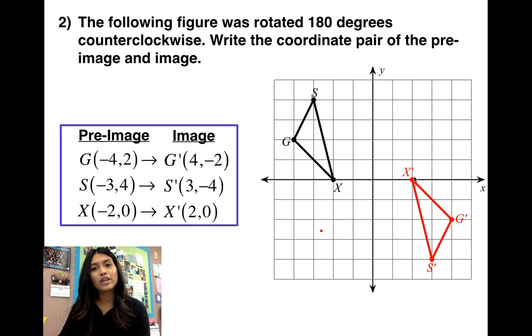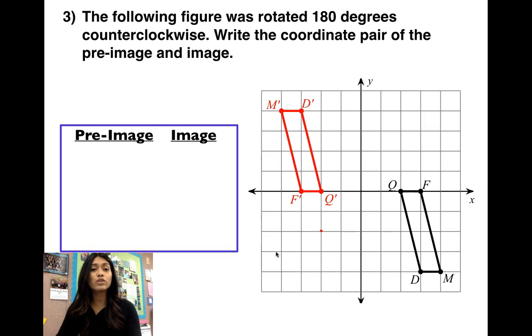Okay, so on that note, I want you to again look for some patterns. What do we notice from the pre-image coordinate pairs to the coordinate pairs for the image, so after the rotation? Do you notice a pattern? Is there something happening to these numbers? So on that note, let's have you try number 3 on your own and see if you can figure it out.